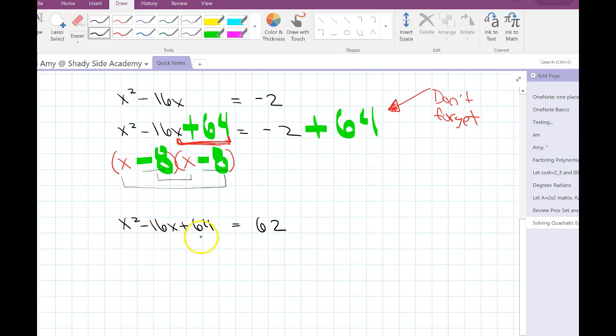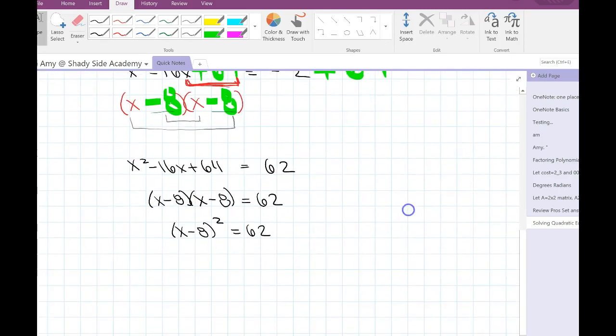This left-hand side. And I already know this equals this. I get x minus 8 times x minus 8 equals 62, which means I could write this as x minus 8, the quantity squared, equals 62. All right. In case you're curious, another really common mistake is at this point, well, actually, I won't even tell you because I don't want to continue. Let's just finish. All right.